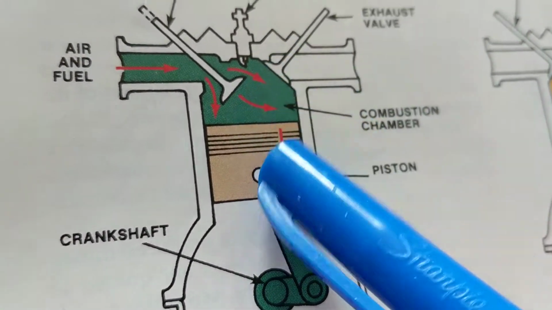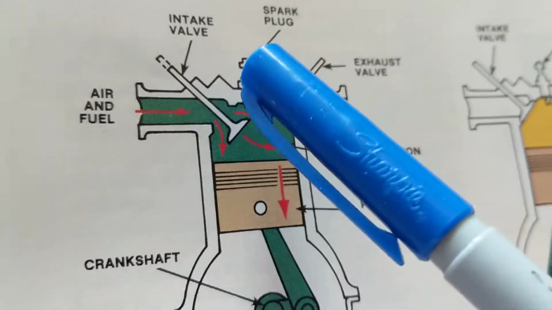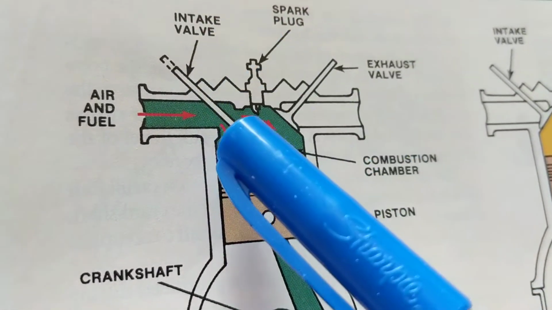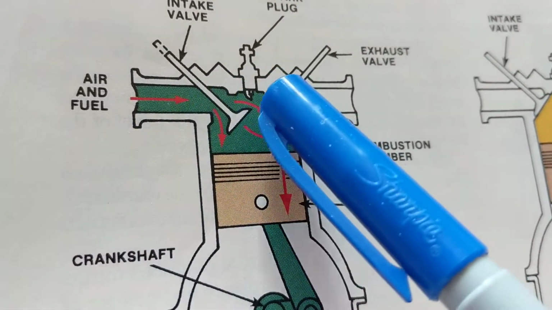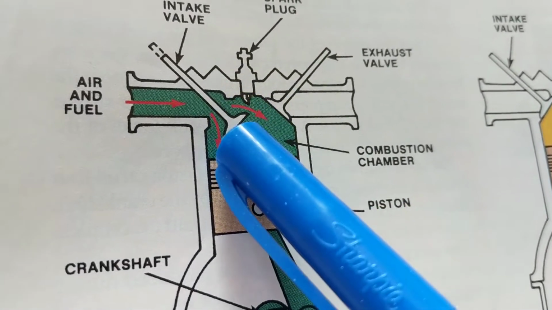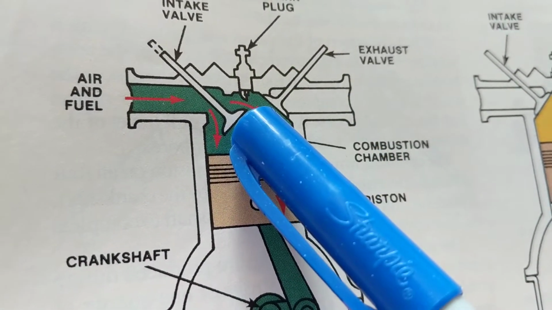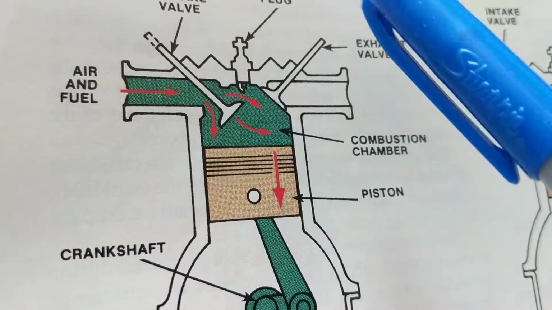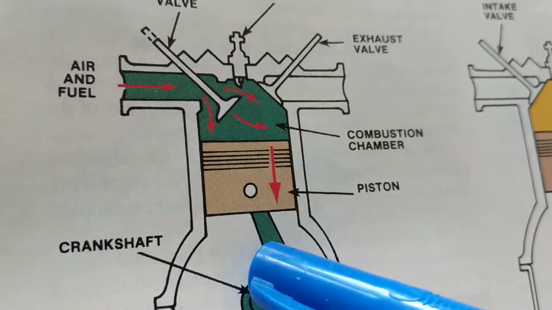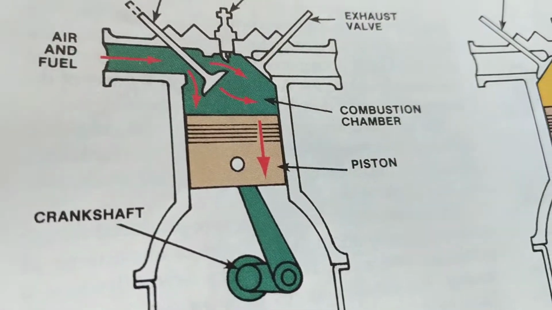This is called the intake stroke. Why? Called the intake valve. Why? We have to let air and fuel into this combustion chamber where we will ignite it to create an explosion, to make this piston go down. That's called creating work.